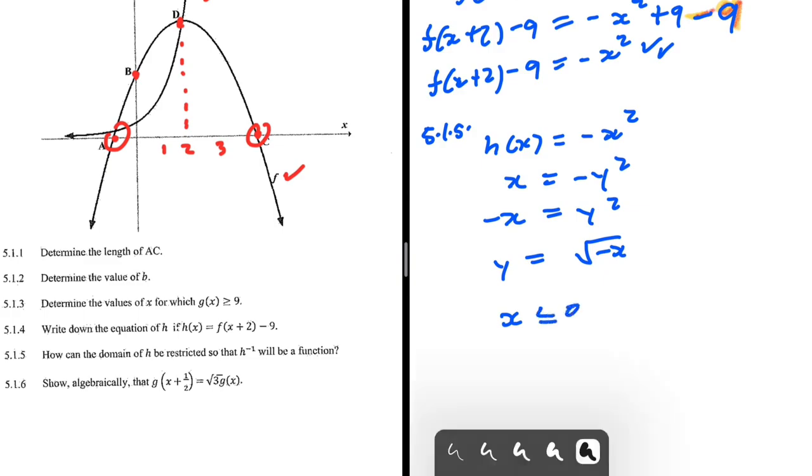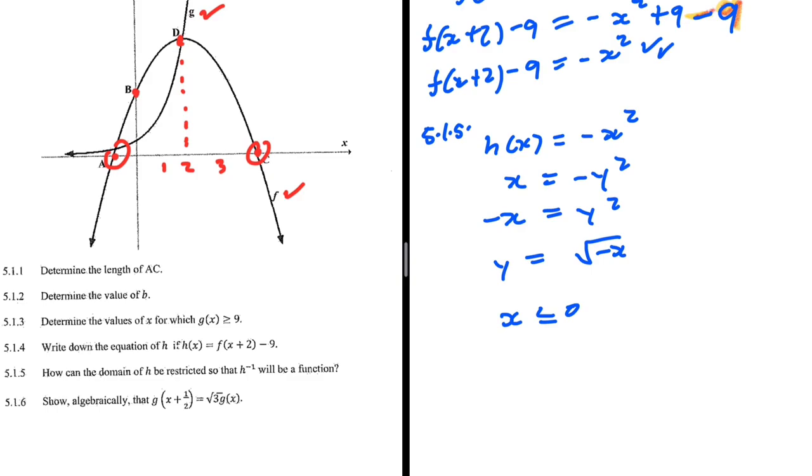Because when x is equal to 0, we're going to have the square root of 0, which is defined. And then when x is equal to, let's say, minus 1, we're going to have minus multiplied by minus 1, which is positive. And that is totally fine. But when x is greater than 0, issues arise. Let's say, for instance, x is equal to 4. We're going to have the square root of minus 4, which is undefined. So that's what we need. We need x to be equal to or less than 0.